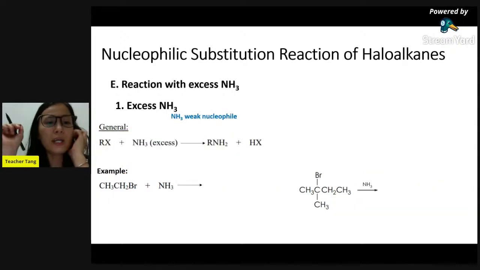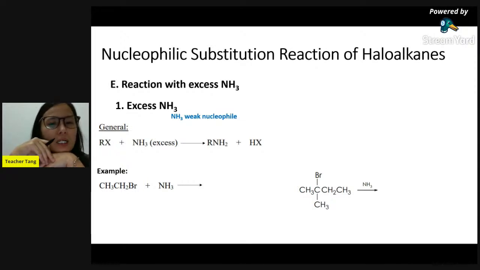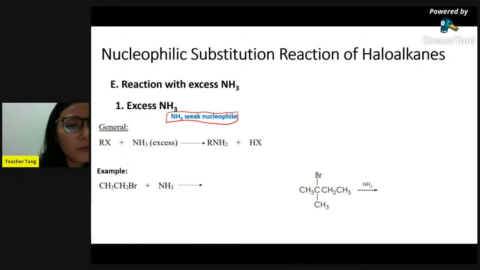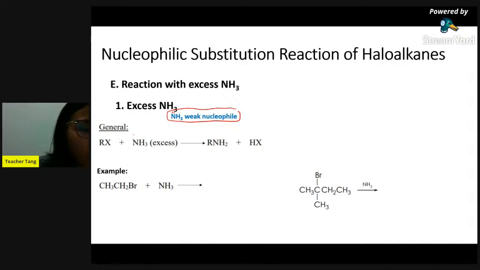Then now we move on to look at nucleophilic substitutions on haloalkane using excess ammonia. So if using excess ammonia, you see there's no negative charge, so it is a weak nucleophile. It is a nucleophile because it is rich in electron. Where? On the nitrogen. It has one lone pair. That's why it is rich in electron. So for ammonia, rich in electron because of the lone pair on the nitrogen.